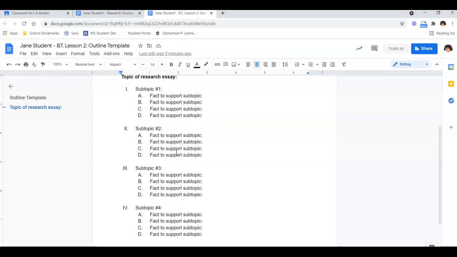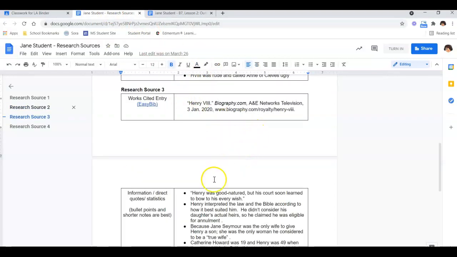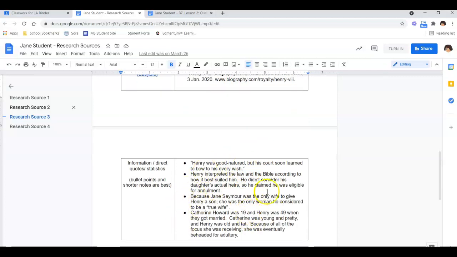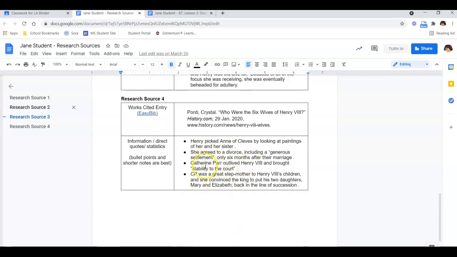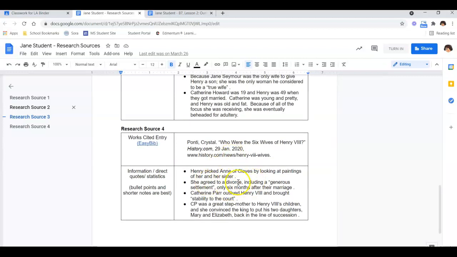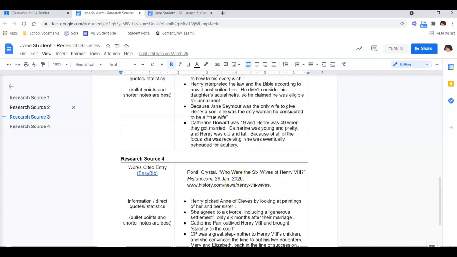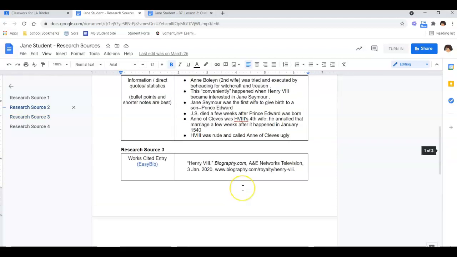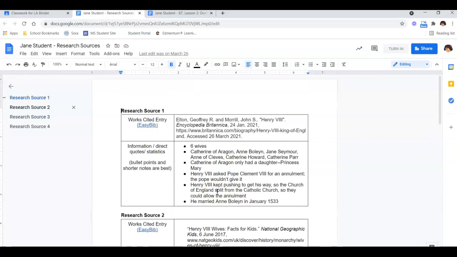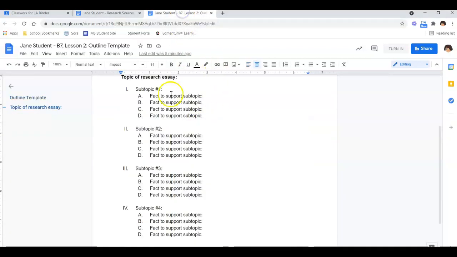What you need to do is think through, look over your information, and think about what kind of subtopics do you have? What are some common themes that you see between the different sources? And so for my topic, the wives of Henry VIII, if I look through, we kind of have 3 subtopics of wives. We have wives who were executed, we have wives who died of natural deaths, and we have wives who were divorced or annulled. So I am going to use those as my 3 subtopics.